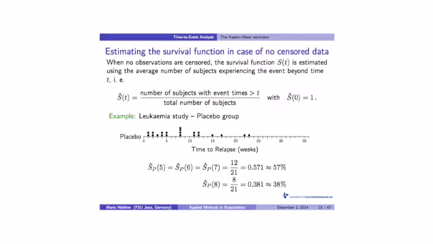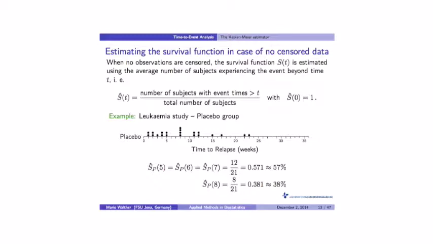And next, the survival probability at 8 weeks. So you want to ask for the probability of being event-free up to 8 weeks, or that a patient in the placebo group relapses after 8 weeks. You have to relate the number of patients having an event or relapse, here in this case 8 patients after 8 weeks who relapse, divided by the total number of subjects under observation, 21, and we have a survival probability of about 38%.